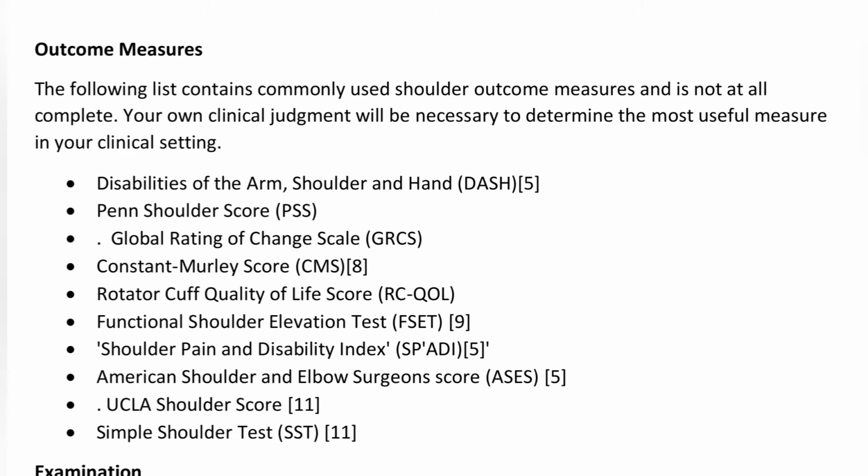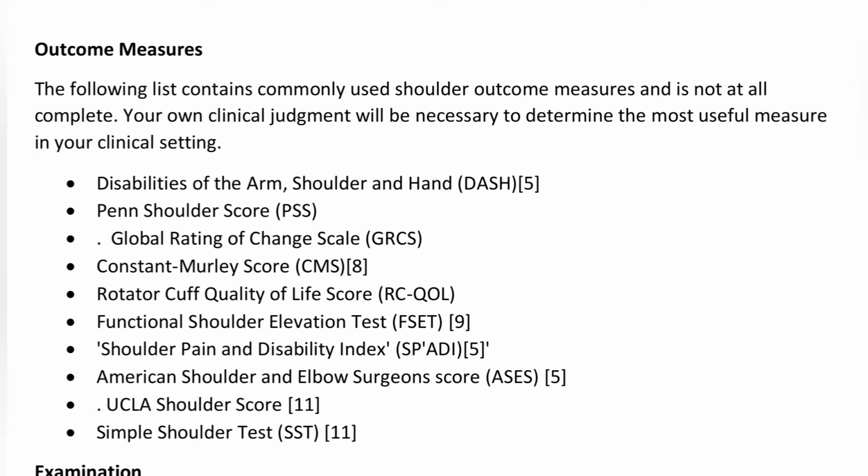And there are a lot of outcome measure scores which are commonly used for the assessment and judgment of rotator cuff lesion. You can easily pick any one from here and use it in your own clinical setting. So number one is disabilities of the arm, shoulder and hand. Number two is Penn shoulder score. Number three is global rating of change scale. Number four is Constant-Murley score. Number five is the rotator cuff quality of life score.